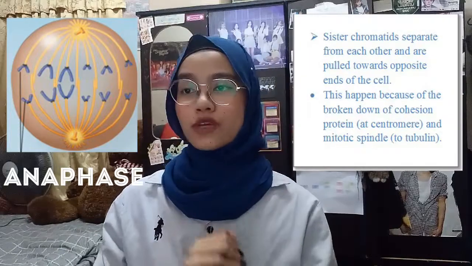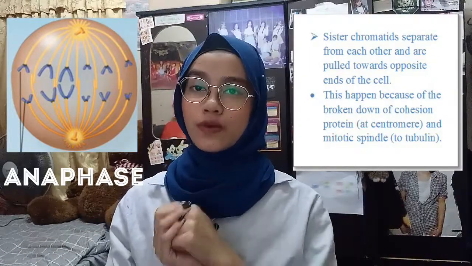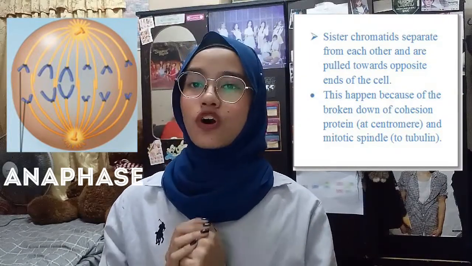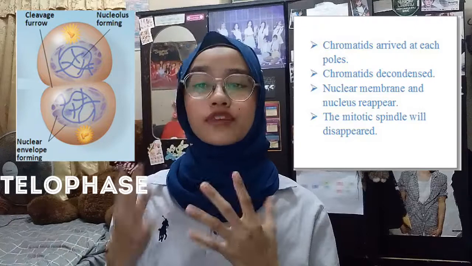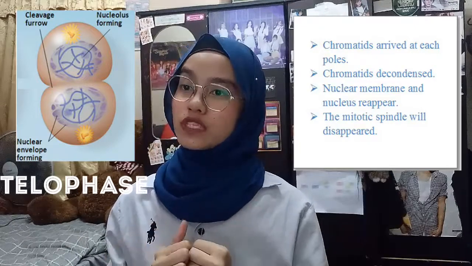Anaphase. During anaphase, each chromatid will separate and move towards the opposite poles that they face. Each pole will have the same number of chromatids. Telophase. This is the last stage, in which the nuclear membrane and nucleus will reappear and the spindle will disappear.